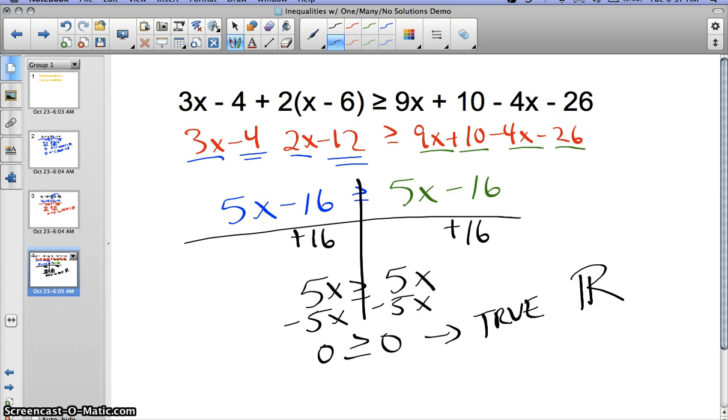So that's it for inequalities. It's pretty straightforward, pretty simple. Just like equations.